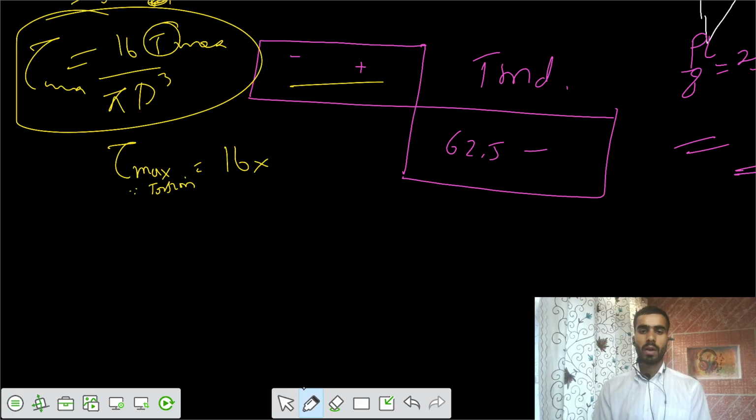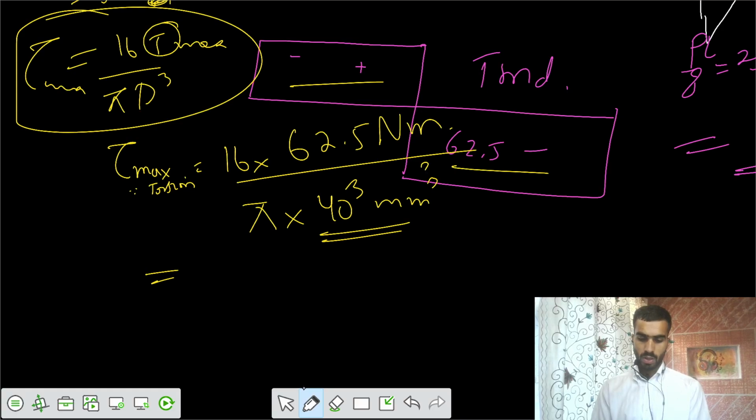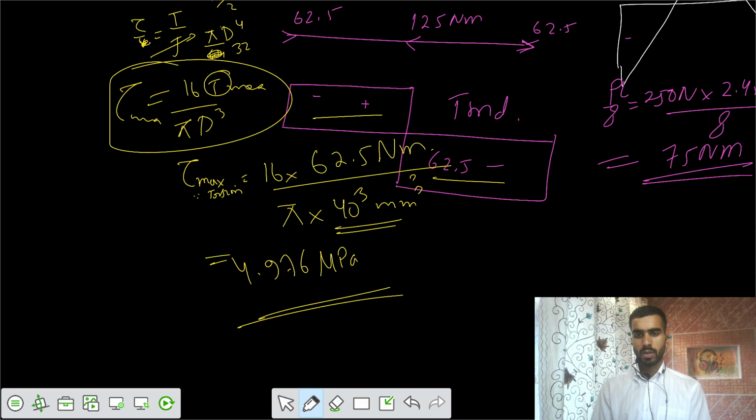In 16T upon pi d cube, the T value should be maximum. Out of these two, we have to take the maximum value. So the maximum value would be equal to 62.5 Newton meter. With the value of d as 40, tau max comes out to be 4.976 megapascal. Now you got the bending.